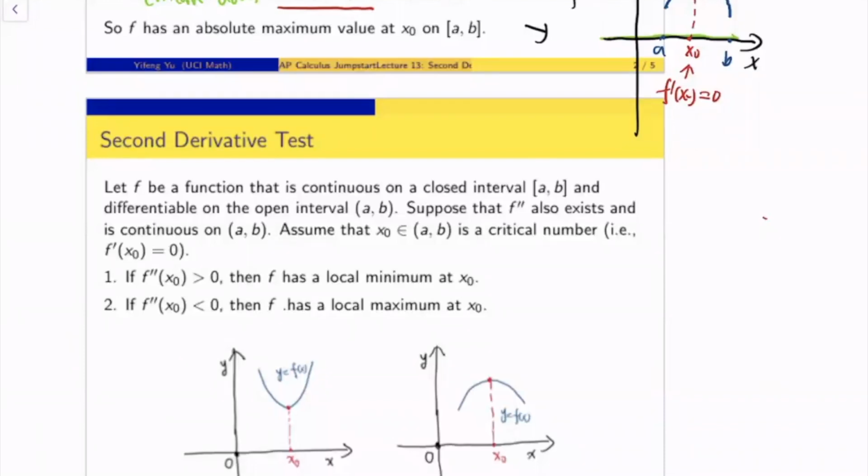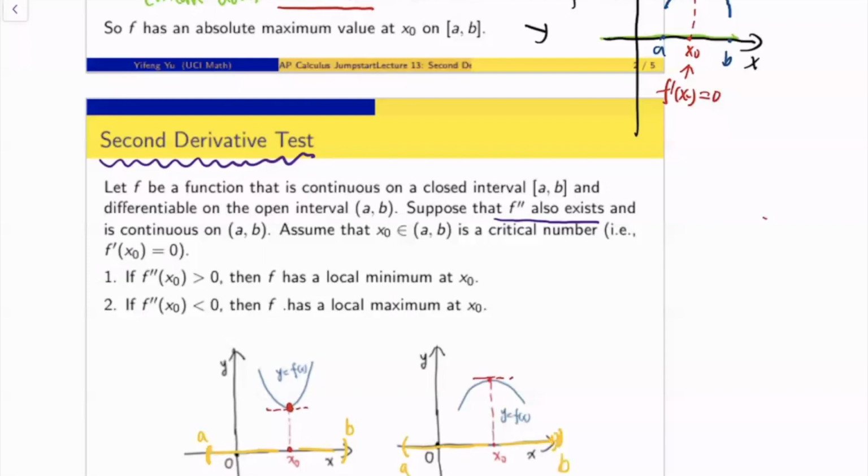Now this will give us the so-called second derivative test. The test says this: suppose our function is continuous and also twice differentiable on the interval. Here we have a function, and let's say this is my interval, the whole interval from a to b, which is the whole place where the function is defined. Suppose x0 is a critical number.